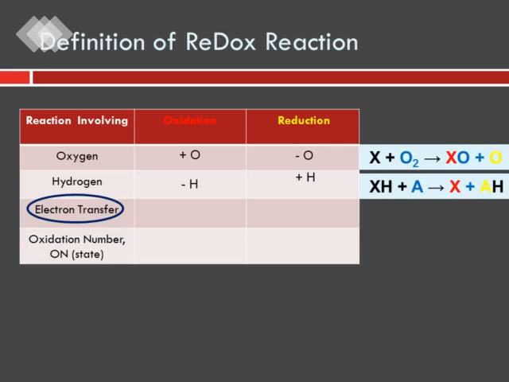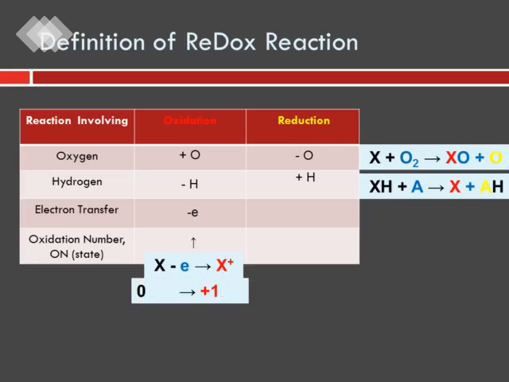The most common redox reaction involves transfer of electrons. If an atom loses its electron, then it is said to undergo the oxidation process. The oxidation number for oxidized atoms or molecules will increase, and decrease when they undergo the reduction process.